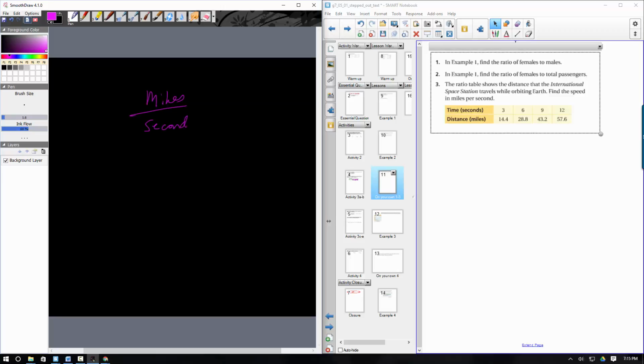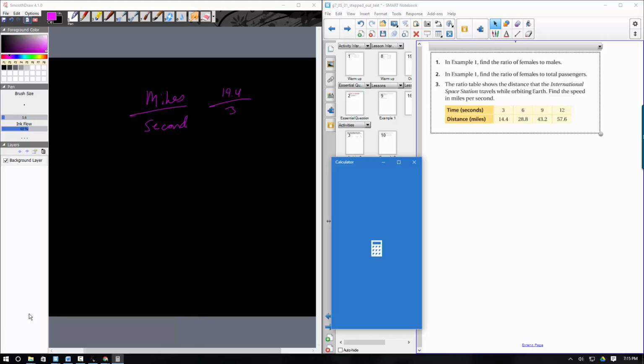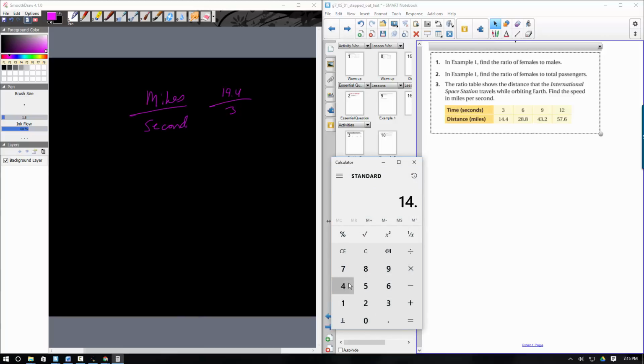And the miles here are 14.4 divided by 3. And let's just divide those two things. And again, you could use calculators here. This is not an issue. So I'm going to have 14.4 divided by 3. And I get 4.8. So it'll be 4.8 miles per 1 second.